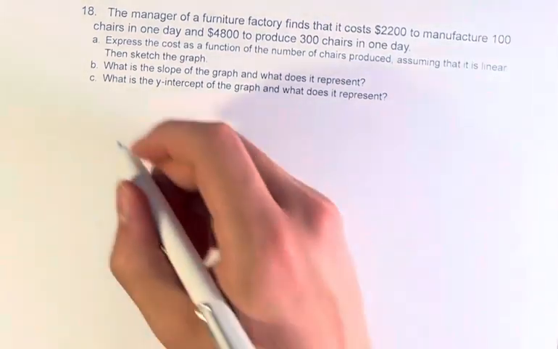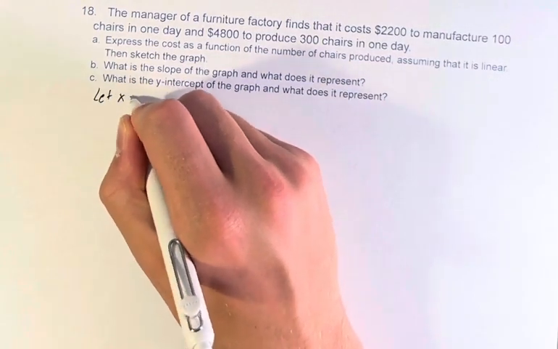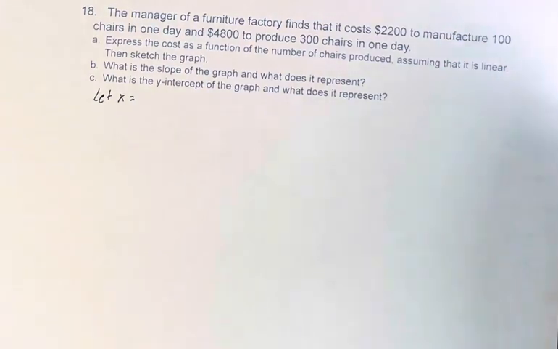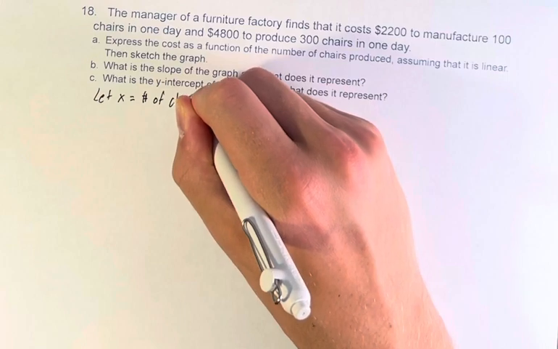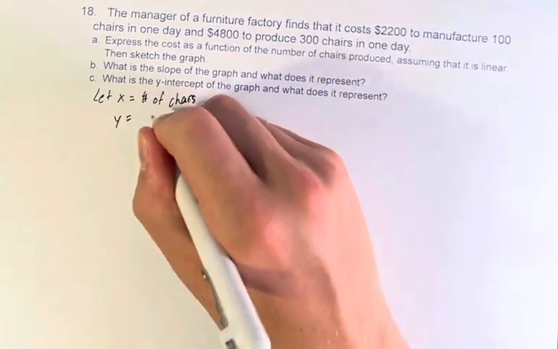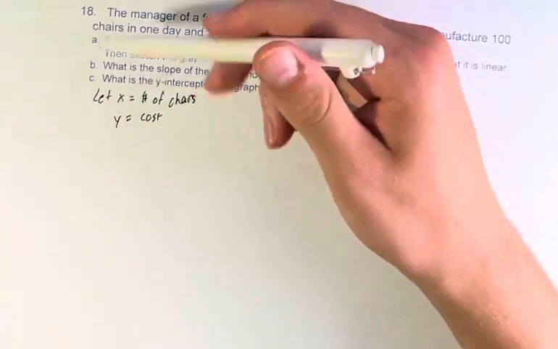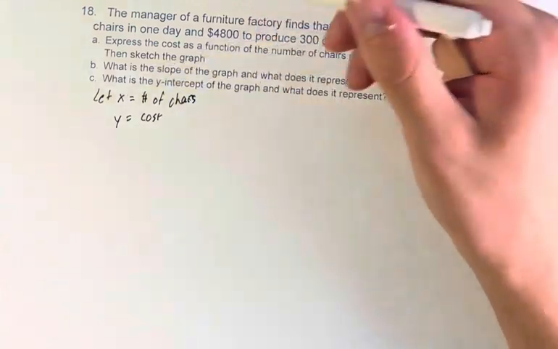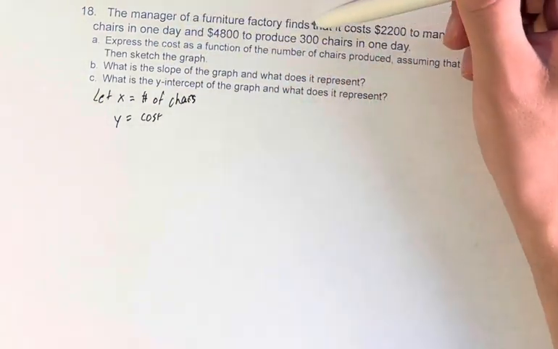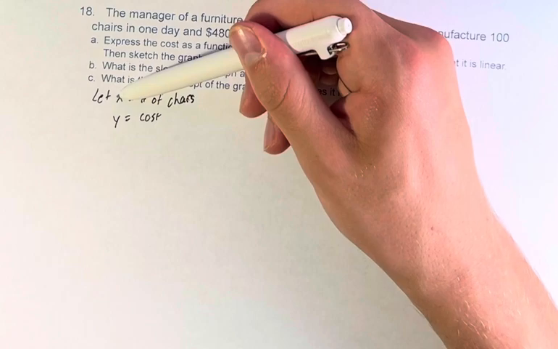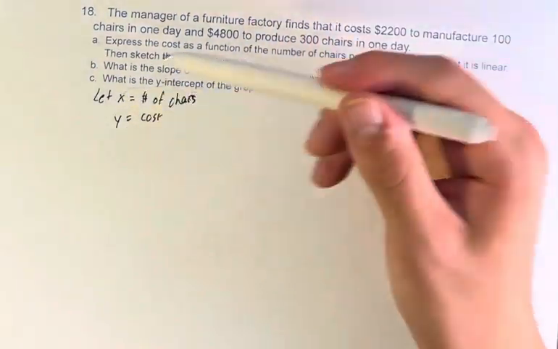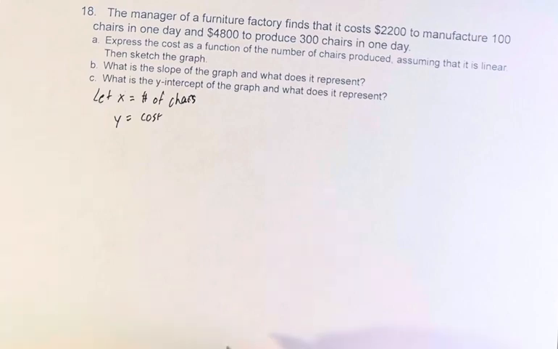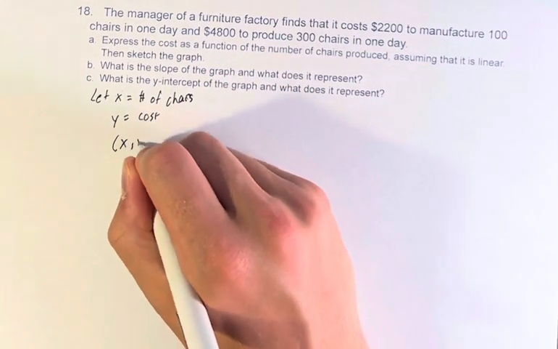So let's say let x represent the number of chairs and y equal the cost. We're doing it this way and not flipped because it's the cost as a function of chairs. So it's y as a function of x, which is sort of the standard terminology to use. So we're going to have some points x, y.